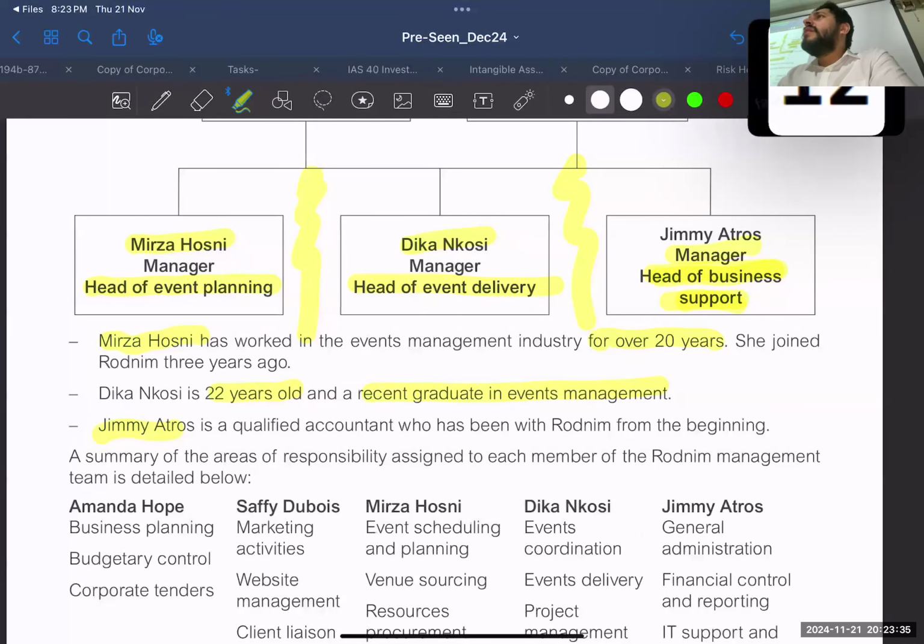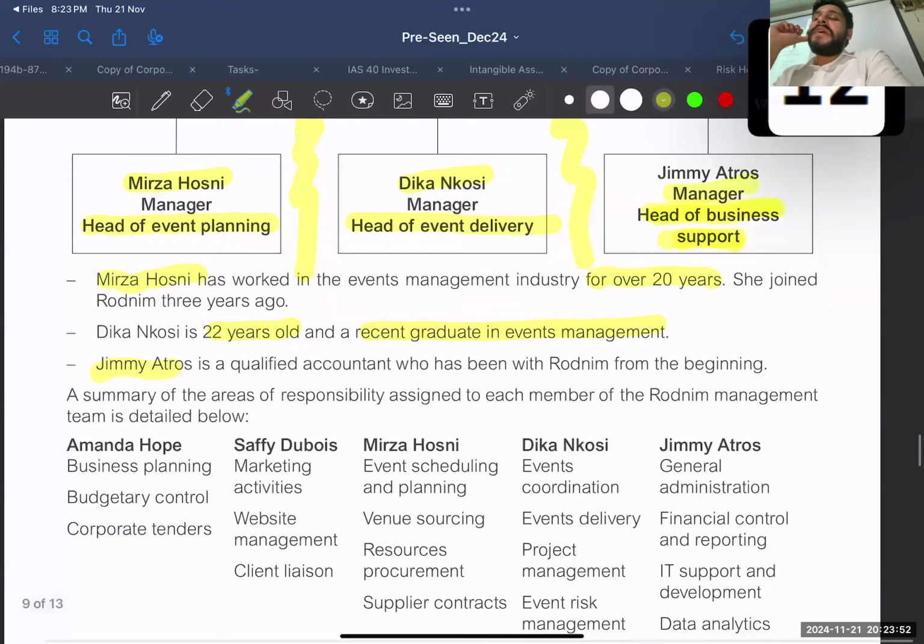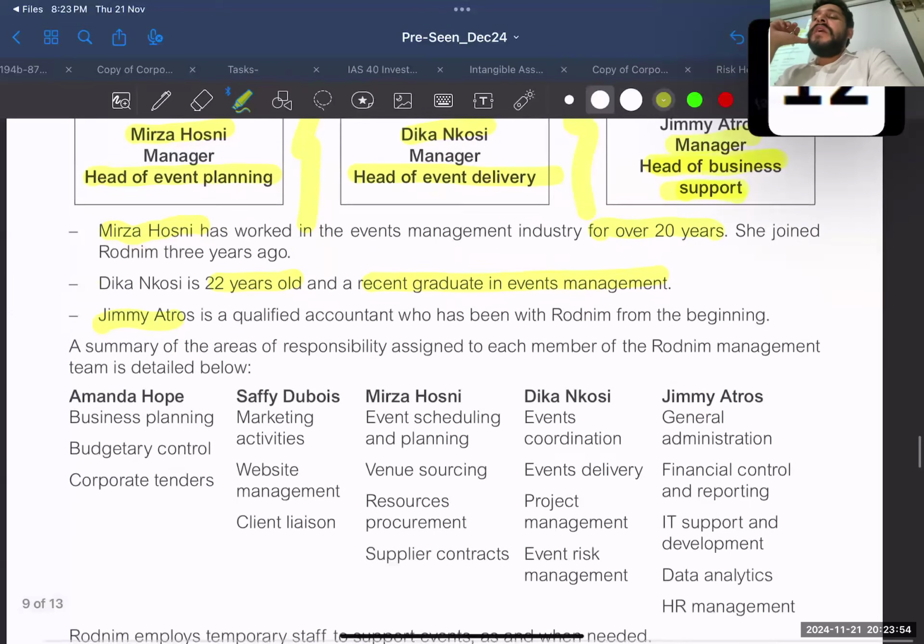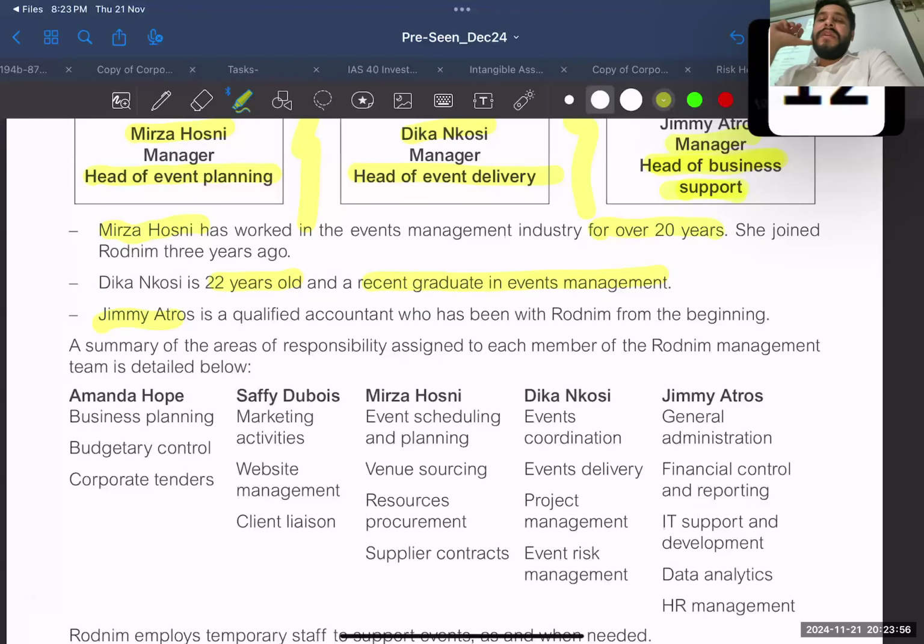Isn't it contradictory? Right? Isn't it contradictory? No, sir. We need to get further information of what business support he is providing. Is he providing the financial business support, or is he providing the business support in terms of the operational matters? So a qualified accountant who has been with the Rodnim from the beginning. A summary of the areas of responsibility assigned to each member of the Rodnim management team is detailed below.